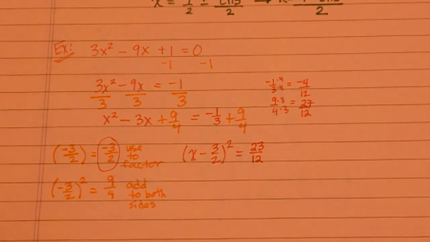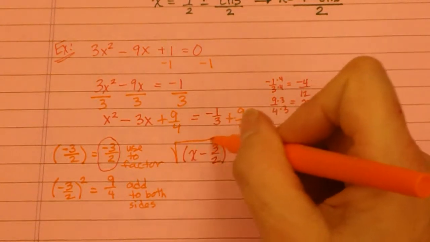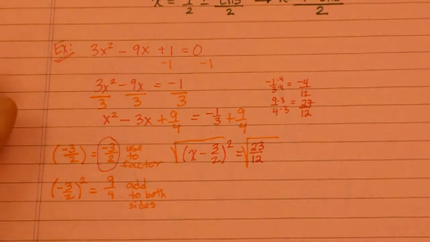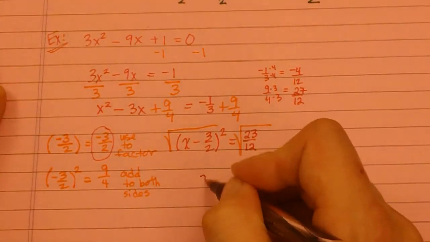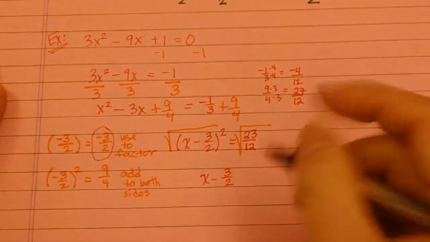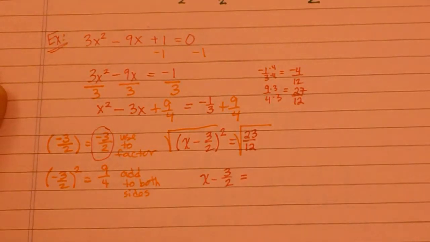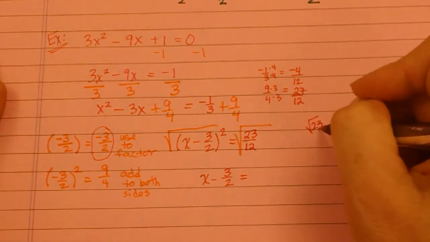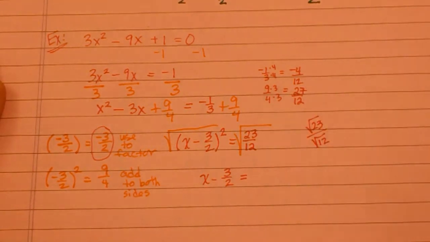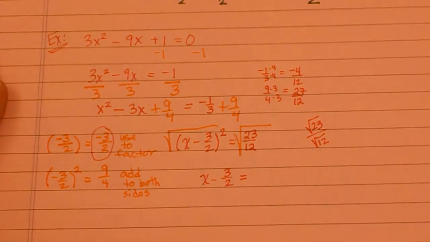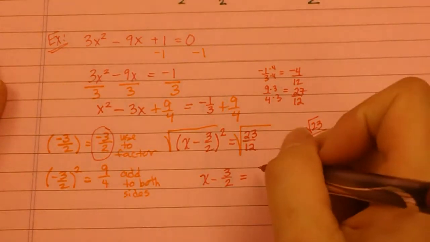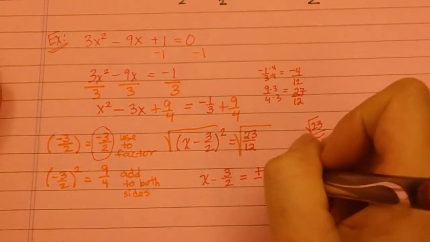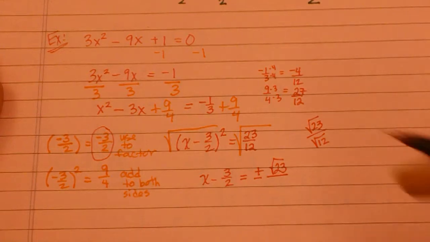And now I'm ready to take the square root of both sides. So square root, which leaves me with an easy x minus 3 halves on the left side. And on the right side, not so much. Remember, I'm thinking about this as the square root of 23 over the square root of 12. Now 23 is a prime number, so nothing's going to simplify out of that. So I'll just have plus or minus square root of 23 in the numerator. Let's see how 12 simplifies.